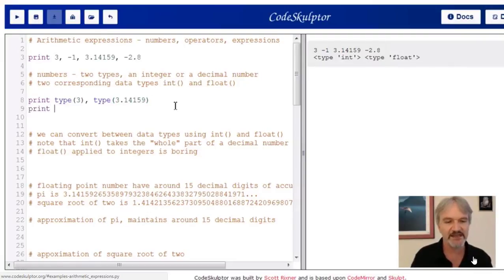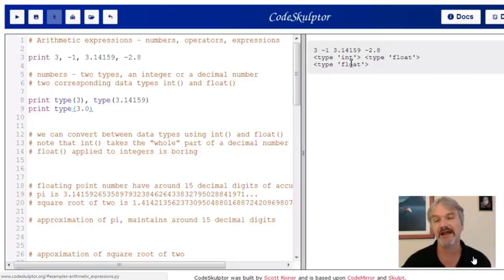Now here's a little trickier test. What happens if we ask for the type of 3.0? Now if you look at it, this is really a whole number, but somehow it's got the zero fractional part. So in Python, this is going to be a float. In fact, the way we're going to know we're working with a float is we always have a decimal point here, .0.